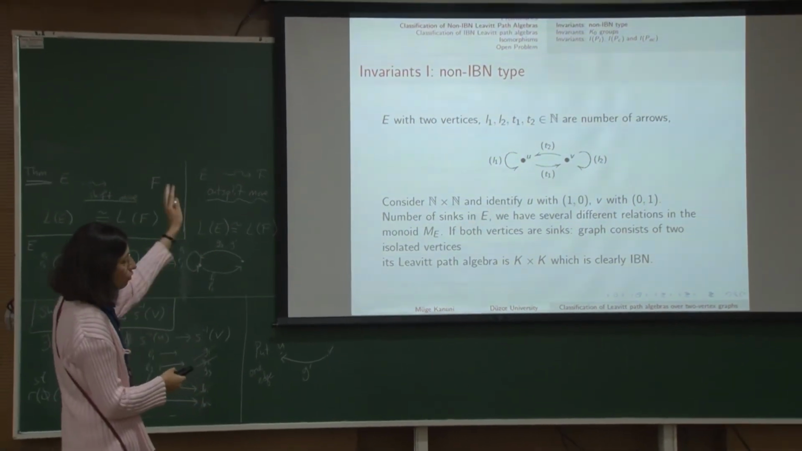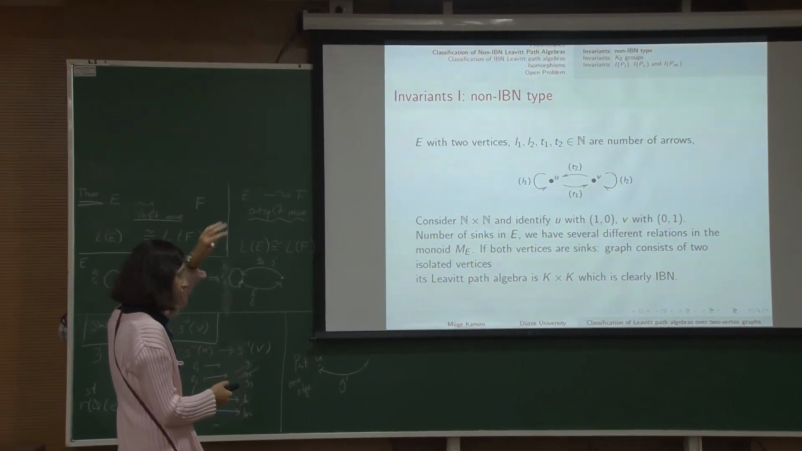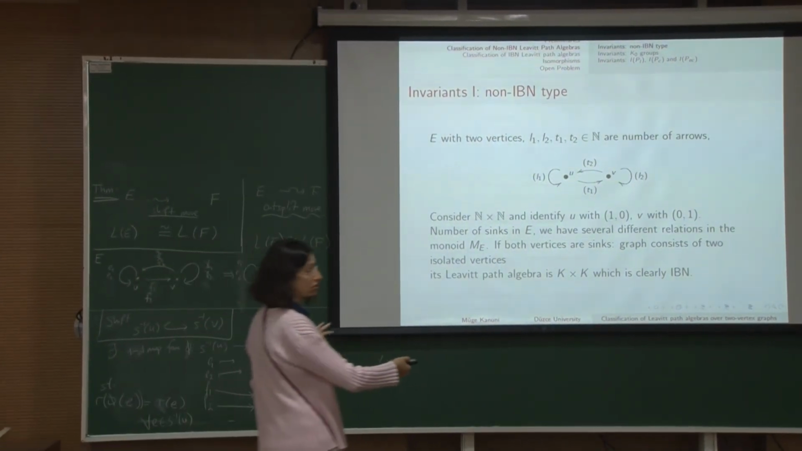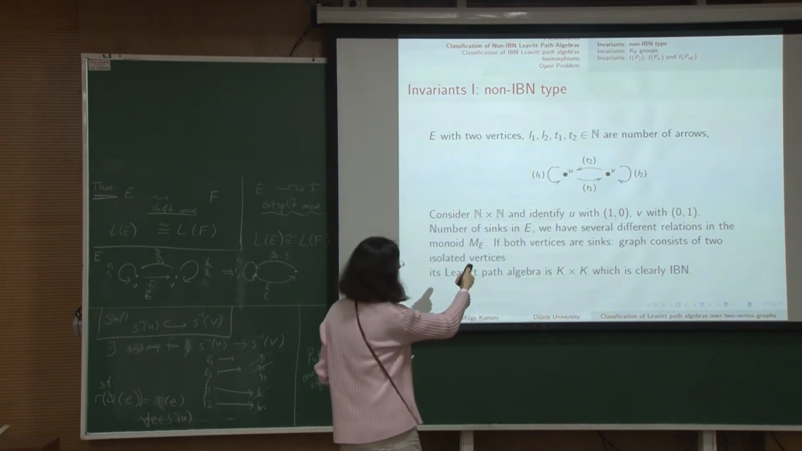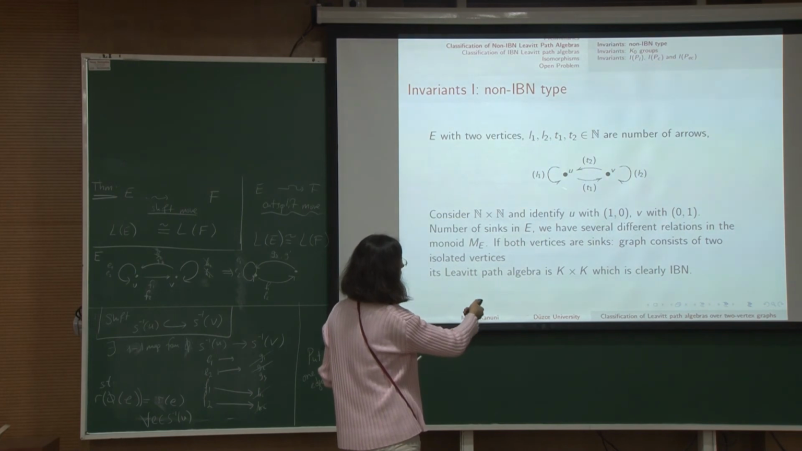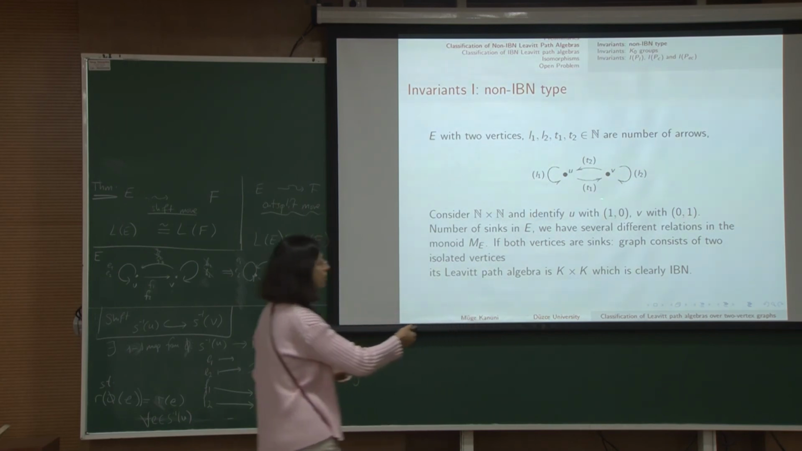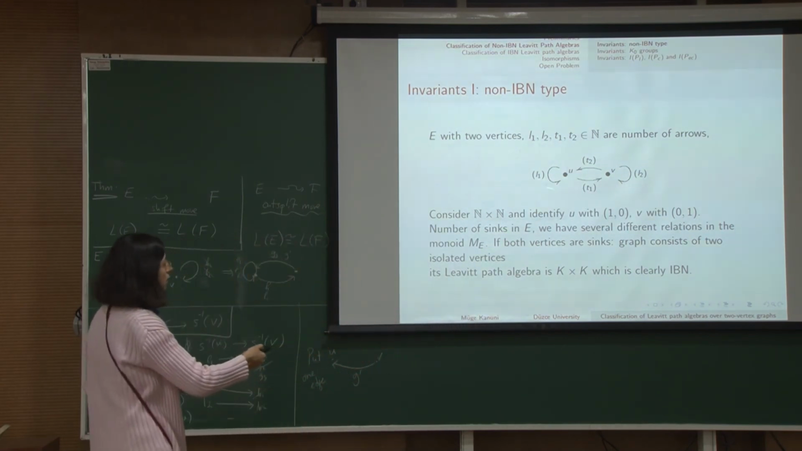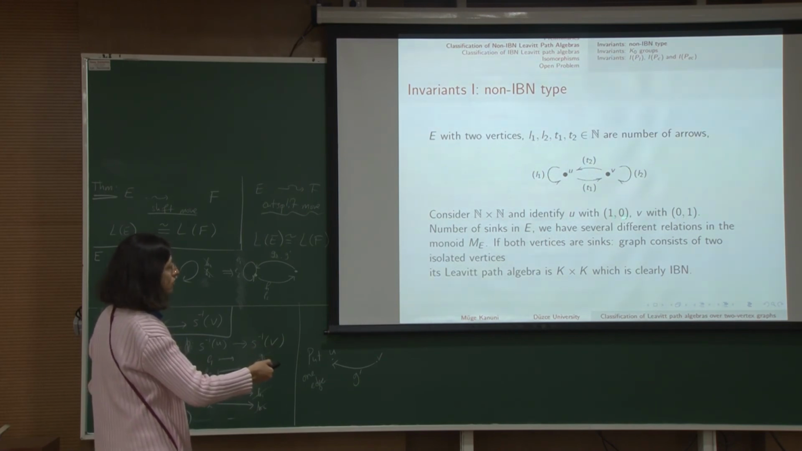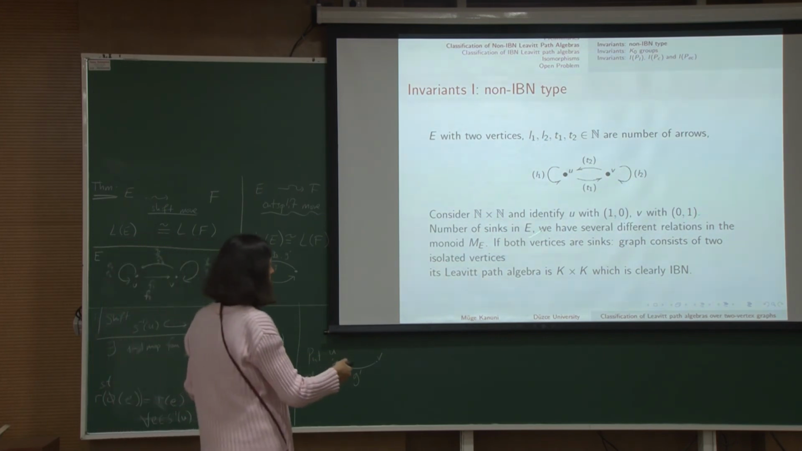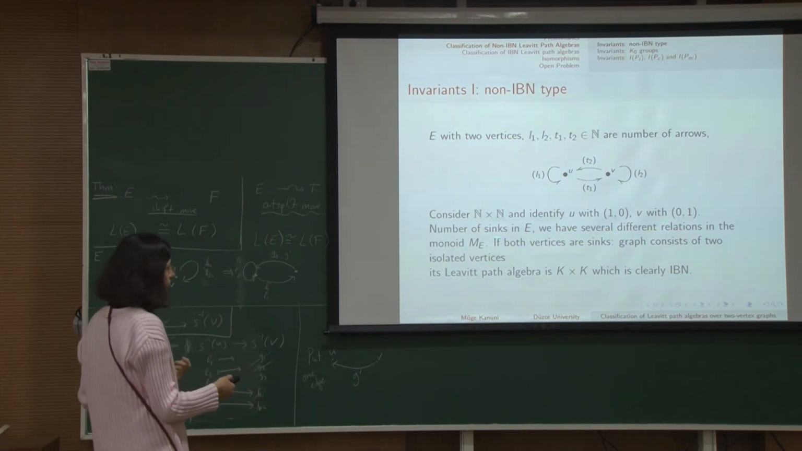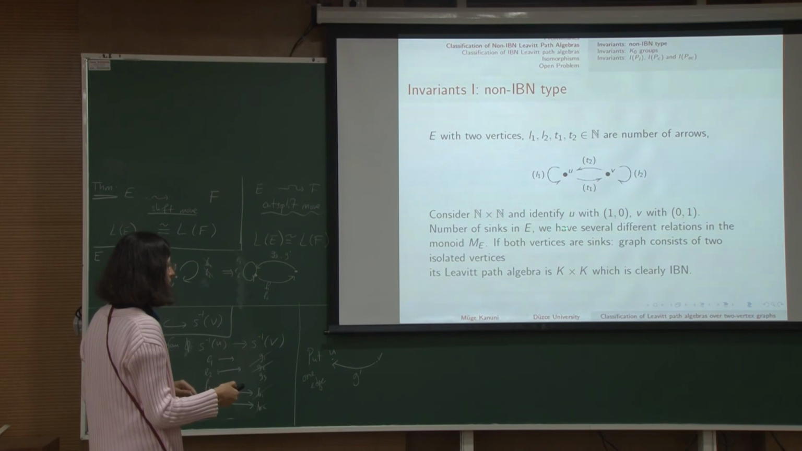Now, this is ongoing research. We're trying to classify all Leavitt path algebras with 2 vertex graphs. Any 2 vertex graph will be of the form: you have U and V, with L1, L2, T1 and T2 being the number of arrows there, just to simplify the notation. We identify U with (1, 0) and V with (0, 1). This we have already seen in the morning, to map this with the semigroup and the geometric representation.